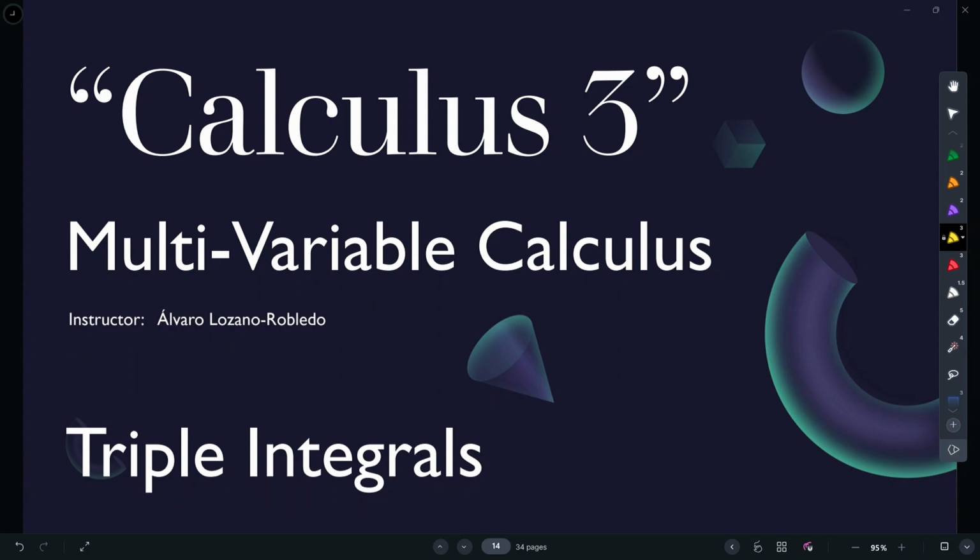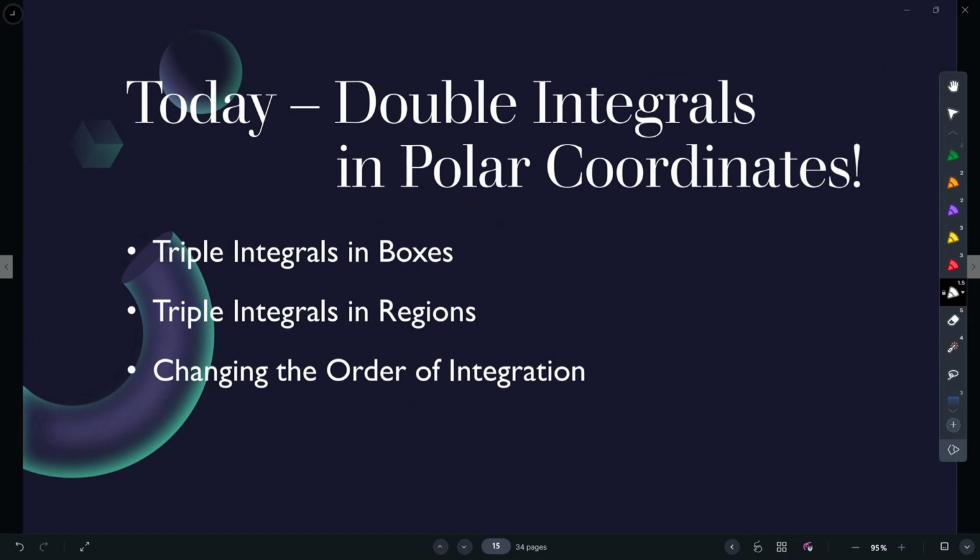So we can keep doing integrals. Previously we did double integrals, but you can keep going. You can do triple integrals, you can do quadruple integrals, you can do as many integrals as you want if you're really doing multivariable calculus. We're going to do triple integrals in this section, but you can do n integrals, okay?